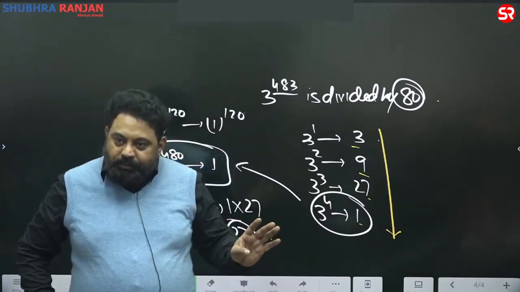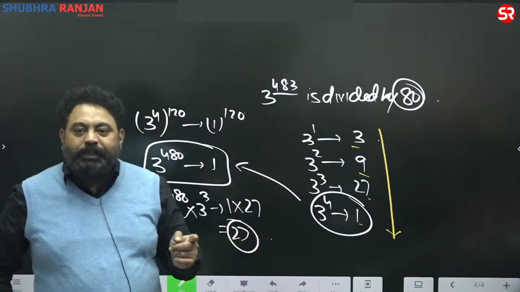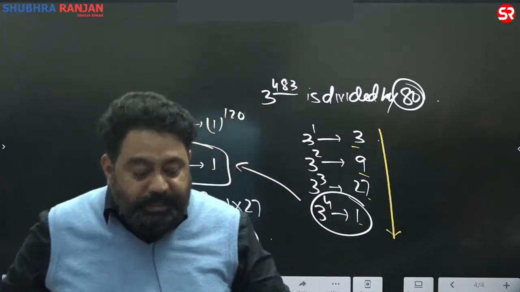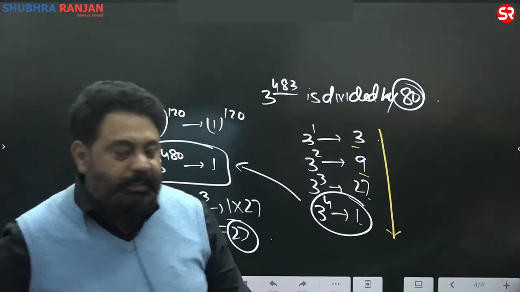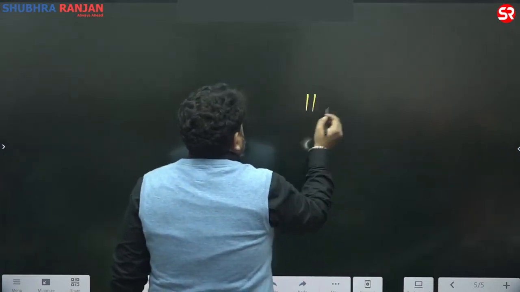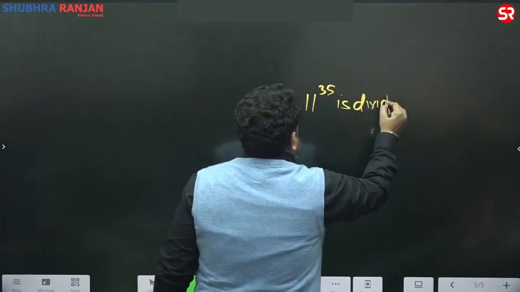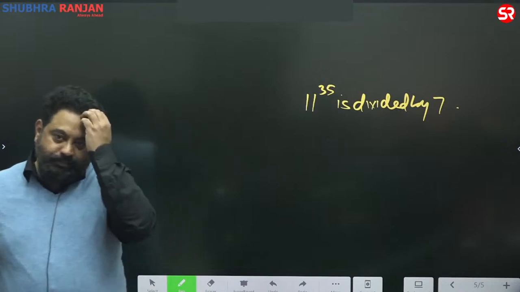Let's do one more. Would you like to do one more? Now you have to solve it by yourself. How many of you were able to solve? Come on. Good. Try again. Don't worry, because this is one question that is coming again and again. So we have to be good at it, right? 11 to the power 35 is divided by 7. What is the remainder?